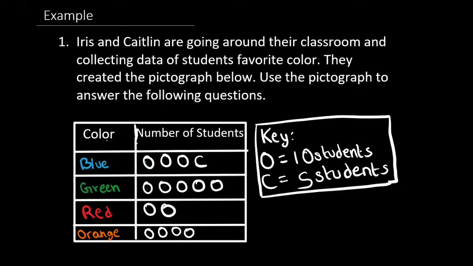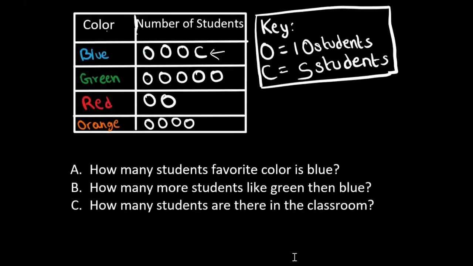Iris and Caitlin are going around their classroom and collecting data of students' favorite color. They created the pictograph below. Use the pictograph to answer the following questions. I see the pictograph here, and we also have the key over here. One whole circle means 10 students, and one semicircle is 5 students. I see there's a semicircle over here. Now let's move on to the questions.